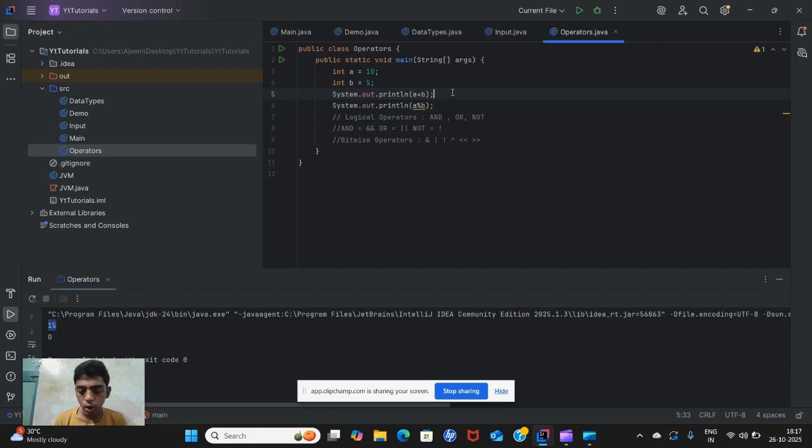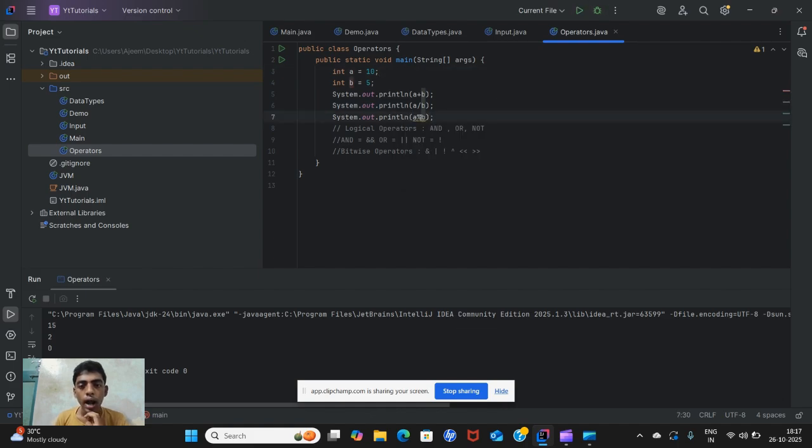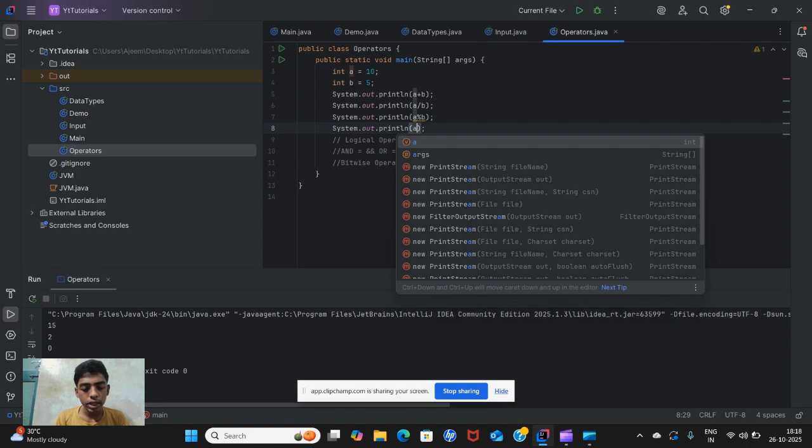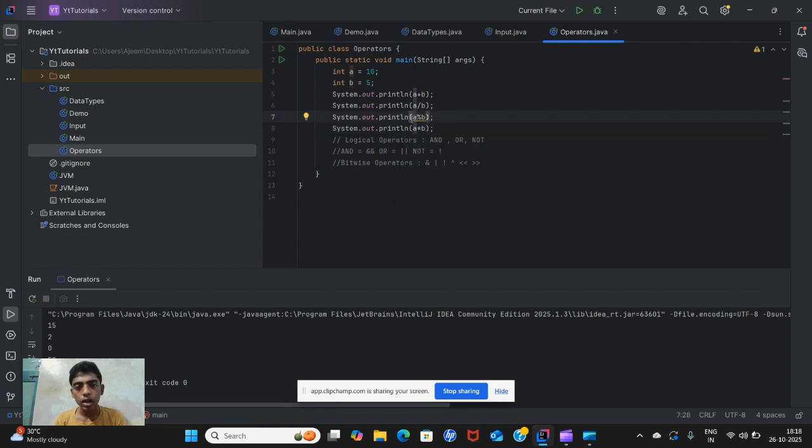For division, we will be using this, because division gives us the quotient, that is 10 divided by 5 gives 2 as the quotient and 0 as the remainder. So to get the remainder we will be using modulo, and to get the quotient we will be using division. If you want to do multiplication, you just use the asterisk symbol, a asterisk b, that is 10 times 5 gives 50. It's simple stuff, that is arithmetic operators.